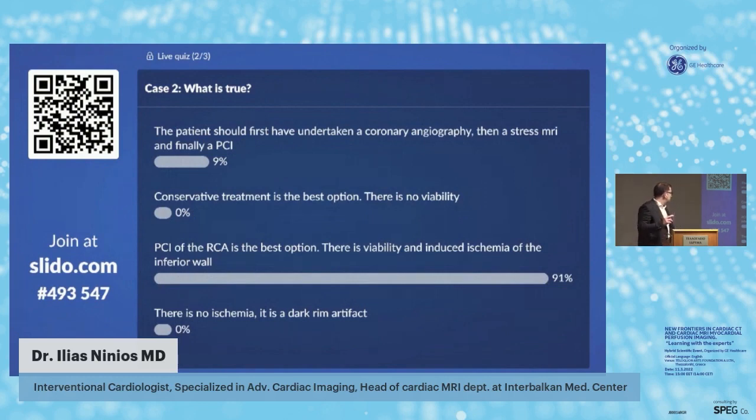Okay. I think I have the right questions, Alex. PCI of the right. I think that the audience is fantastic, and the answers are ideal. Yes. There is viability and induced ischemia of the inferior wall.